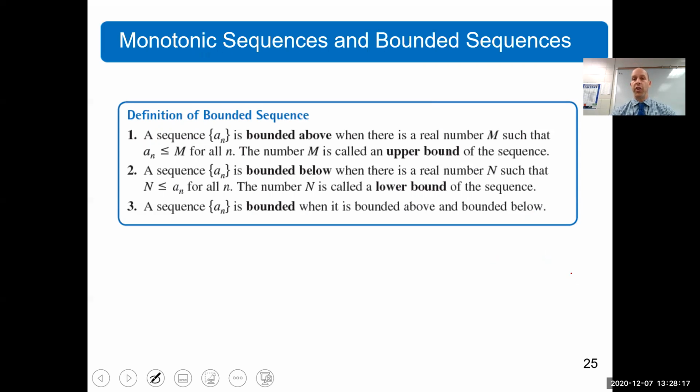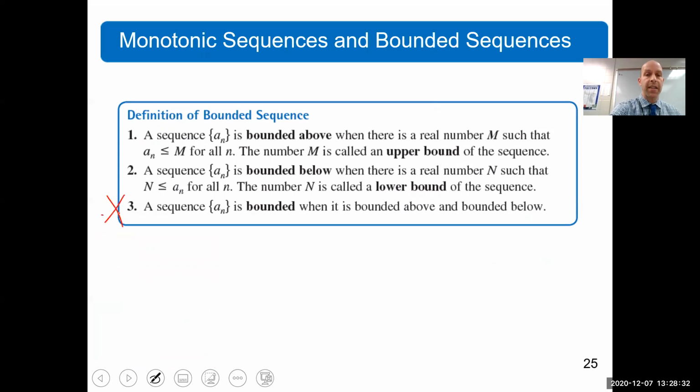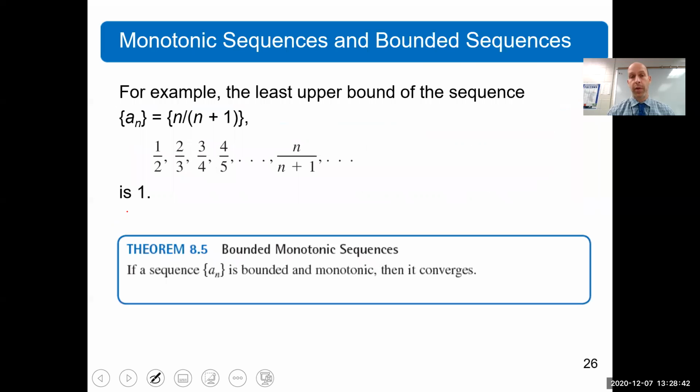So bounded above just means that as your sequence is growing, it grows, but it never gets above some finite value. Similarly, if it's below. We say, and this is part maybe you should know, we say it's bounded if it's bounded above and below. So we can say specifically it's bounded above, and we can say specifically it's bounded below. We just say it's bounded if it's both bounded above and below.